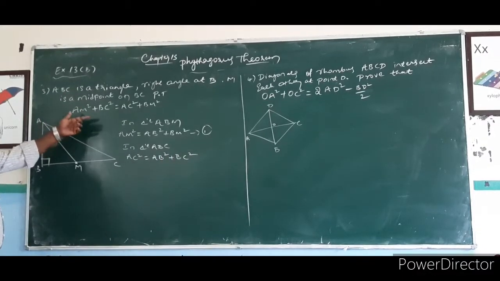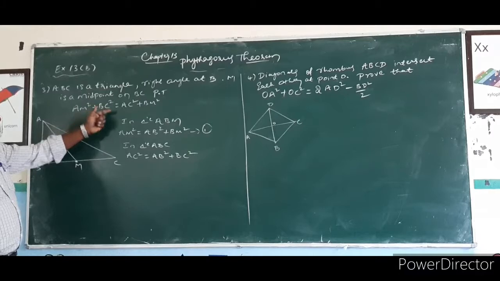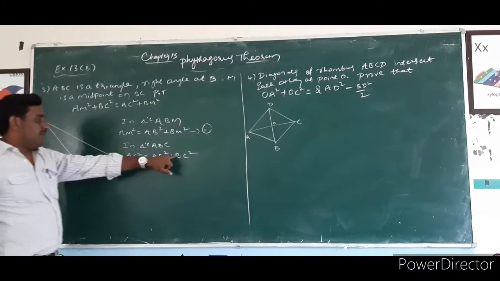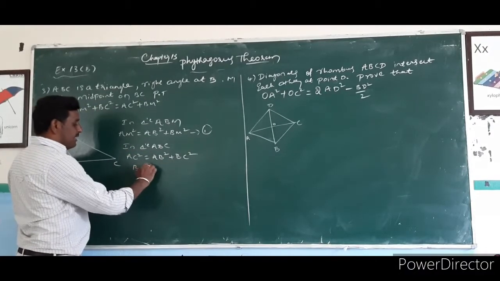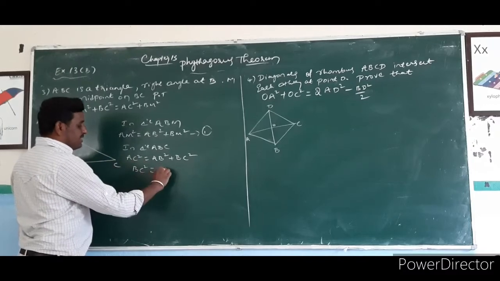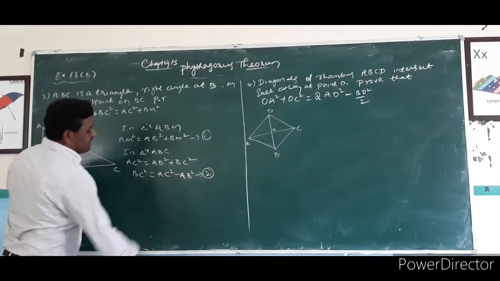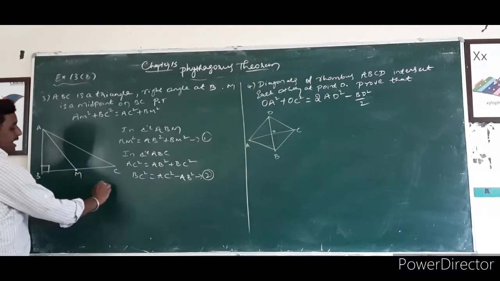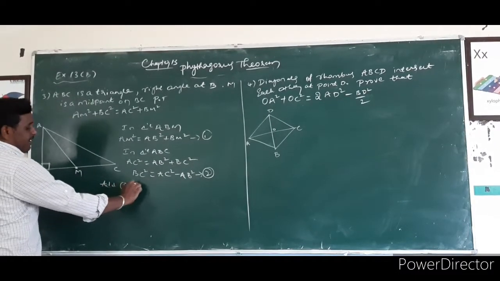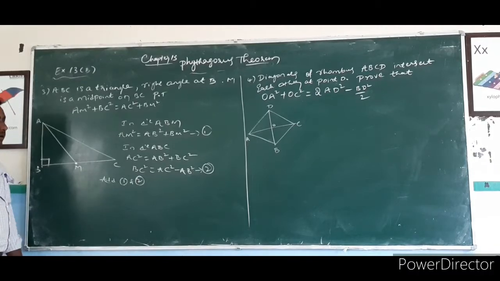Here we want to find out the sum of AM square plus BC square. So you can keep BC square as it is. You can shift the AB square to that side. What happened? AC square minus AB square. This is equation number 2. Add 1 and 2.